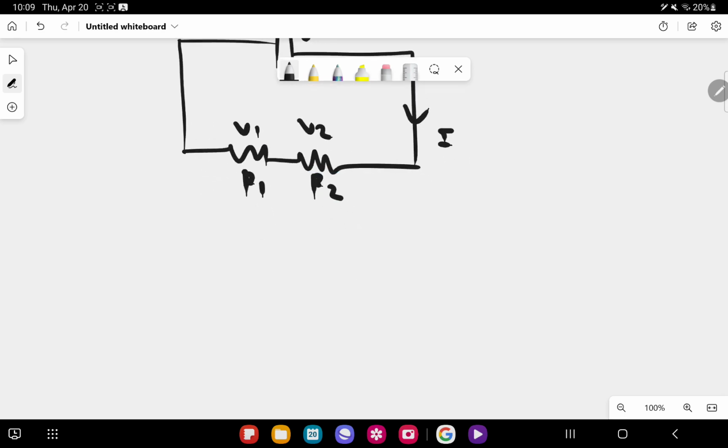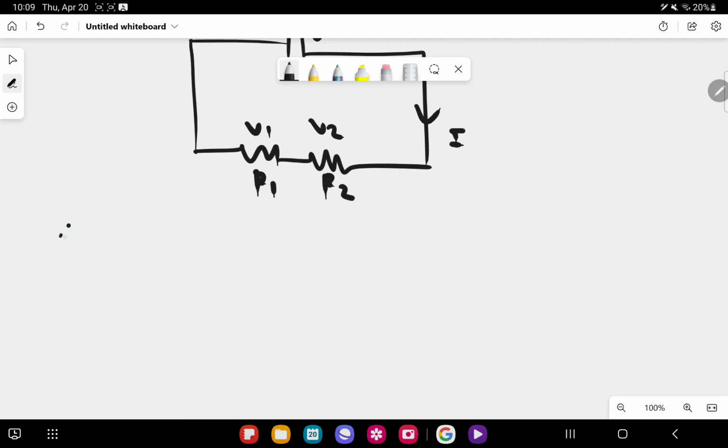Now, according to Ohm's law, V is equal to IR. Therefore, V1 is equal to I times R1, since the voltage drop across resistor R1 is V1 and the electric current flowing through resistor R1 is I. So, therefore, I is equal to V1 over R1.